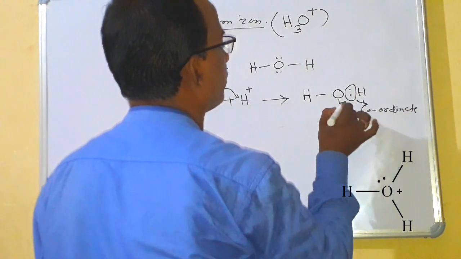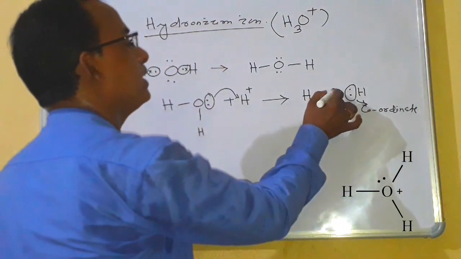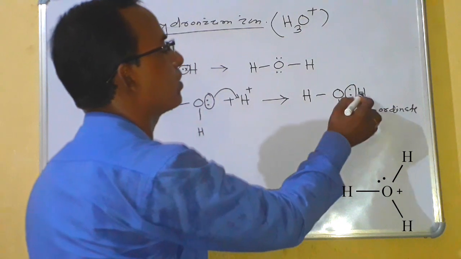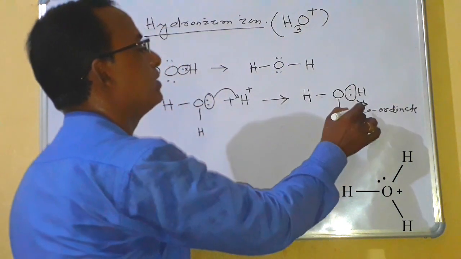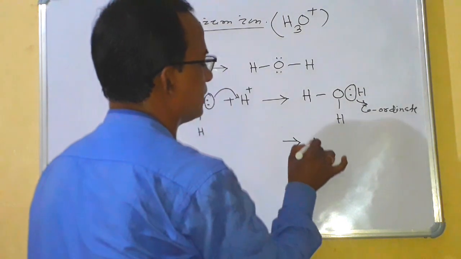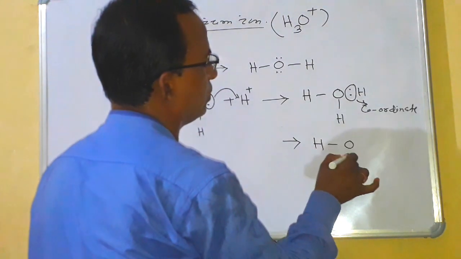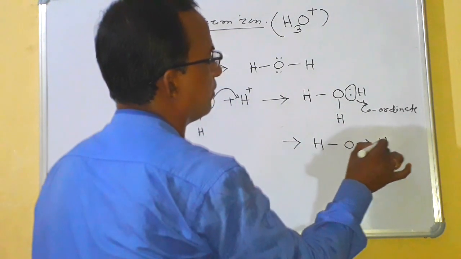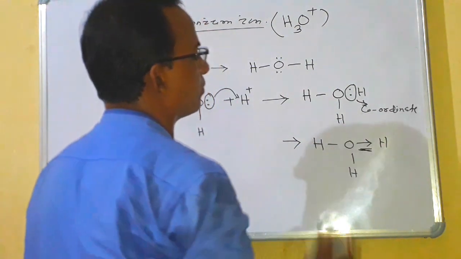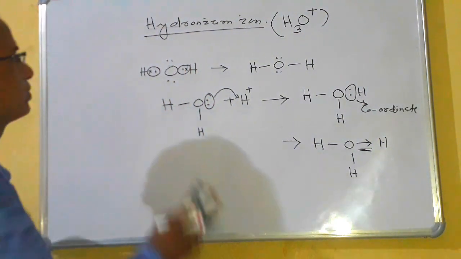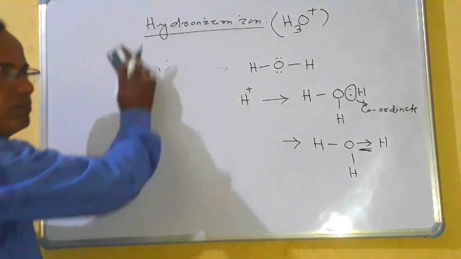Why is it called a coordinate bond? Because the oxygen atom shares the lone pair of electrons entirely with hydrogen, so this type of bond is the coordinate bond, and this can be written as H single bond O single bond H, with an arrow mark indicating the coordinate bond. Okay, this is an example of coordinate bonds.